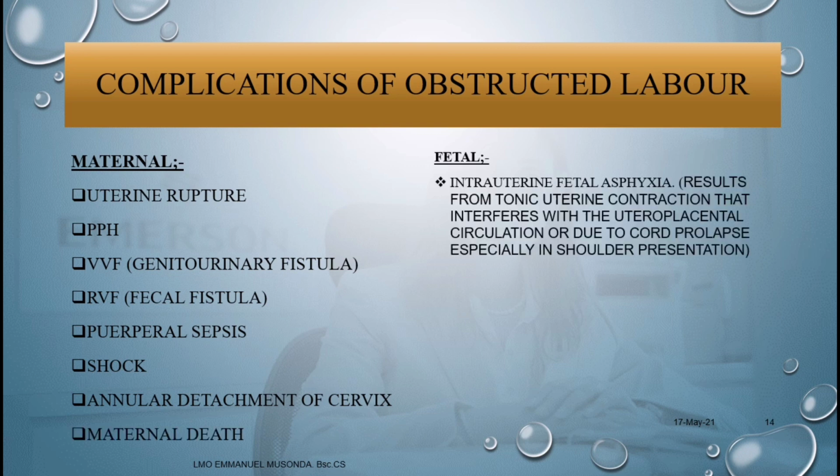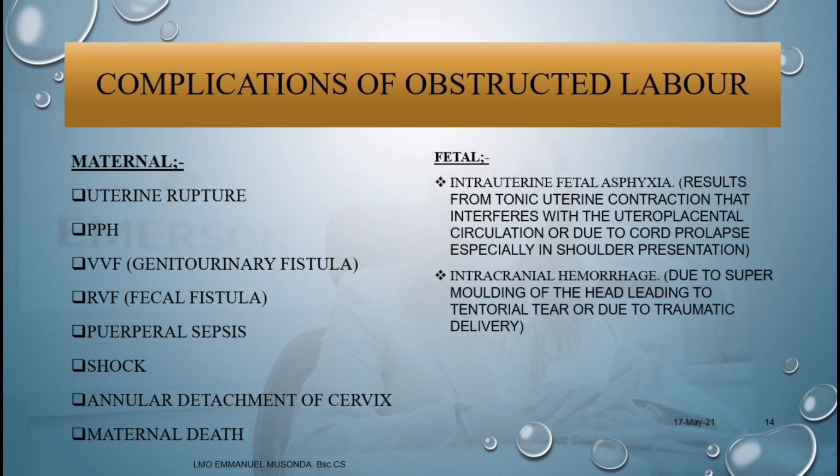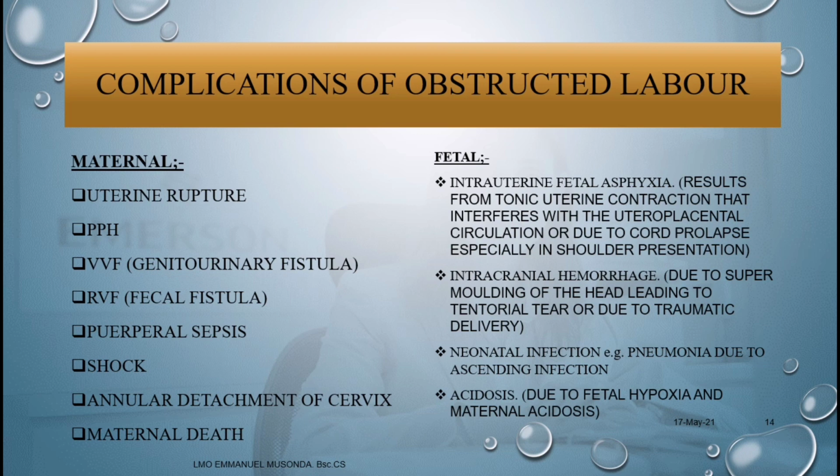Then fetal complications: we can have intrauterine fetal asphyxia, which results from the tonic uterine contraction that interferes with uteroplacental circulation, or due to cord prolapse, especially in shoulder presentation. And then intracranial hemorrhage, which is due to molding of the head leading to tentorial tear or due to traumatic delivery. Then neonatal infections such as pneumonia due to ascending infection, and acidosis due to hypoxia and maternal acidosis. Then of course fetal death can occur.